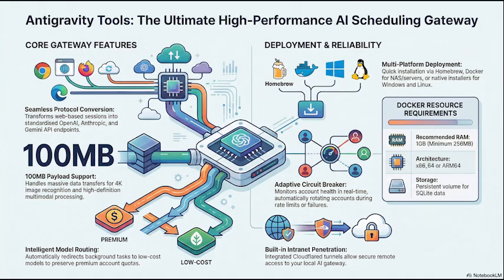I saw in the v4.0.7 notes they added an adaptive circuit breaker. Now that's a term I usually hear in high-scale microservices. Why do you need that in a desktop app?